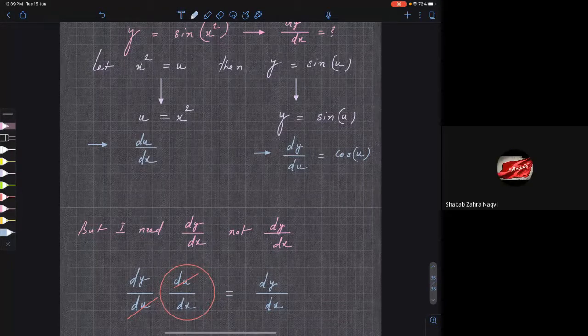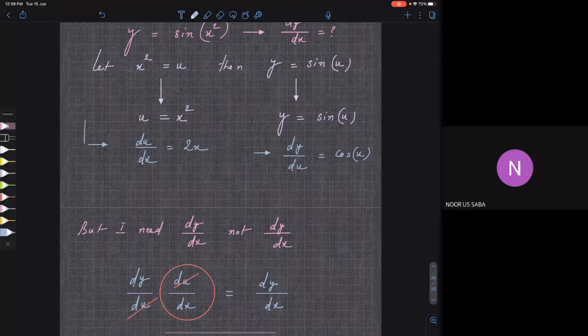See, if y is equal to x square, then dy by dx is 2x. If u is equal to x square, then instead of y, you'll get u. You're getting my point? Yes, sir. Here, u is equal to x square, right? If u is equal to x square, then du by dx equals 2x. Do you agree? Yes, sir.